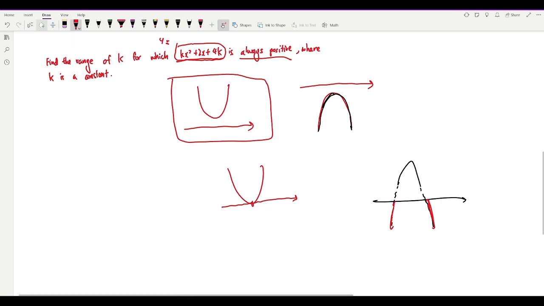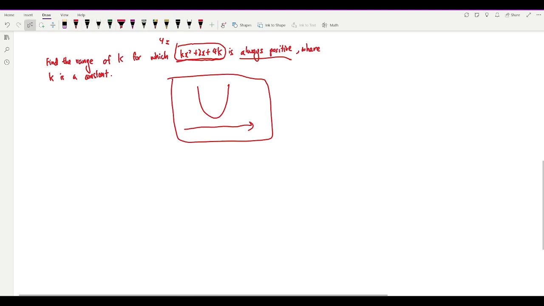So you start with that. It has to be U-shaped above the x-axis, and that's how you come up with your two conditions. The equation needs to satisfy two conditions. One, it needs to be U-shaped. What determines whether it's U-shaped or N-shaped? The coefficient of x squared. In this case, it's k. k has to be positive for it to be U-shaped. Because remember, if k is positive, it's a smiley face. If it's negative, it's a sad face.